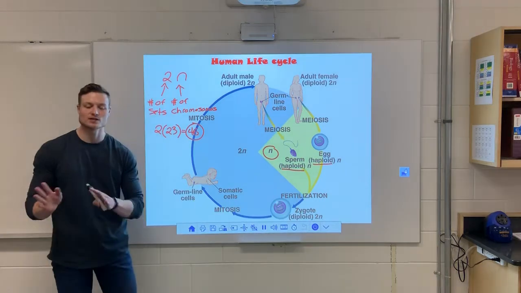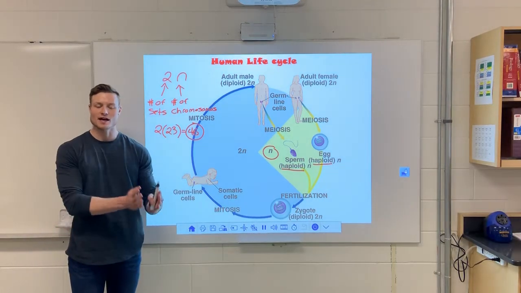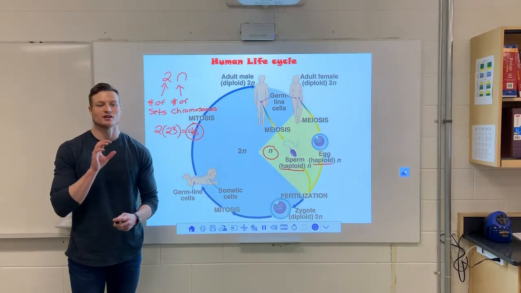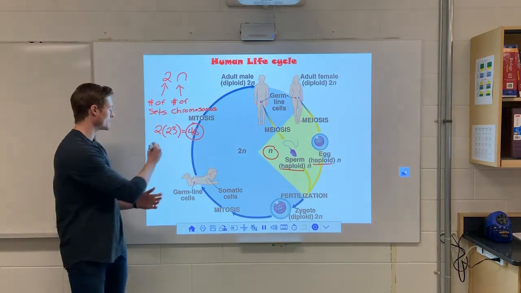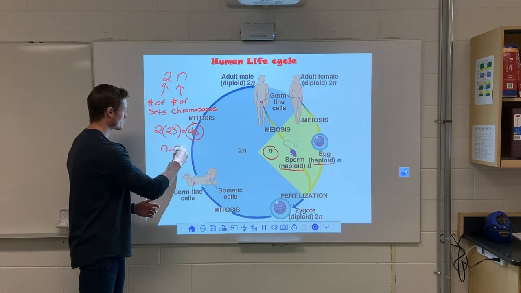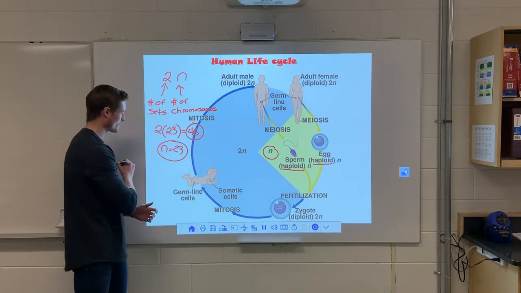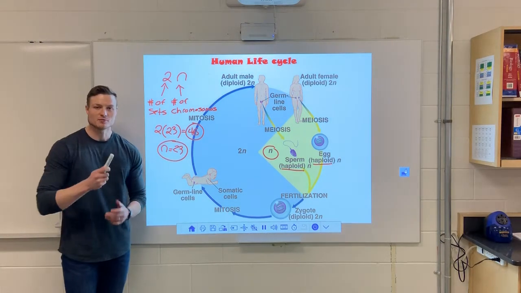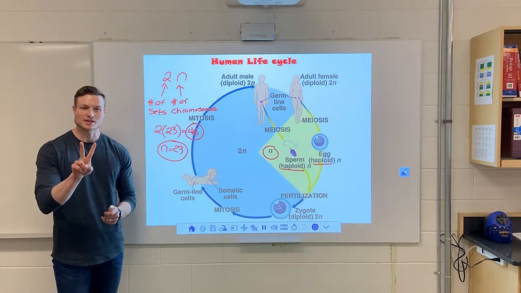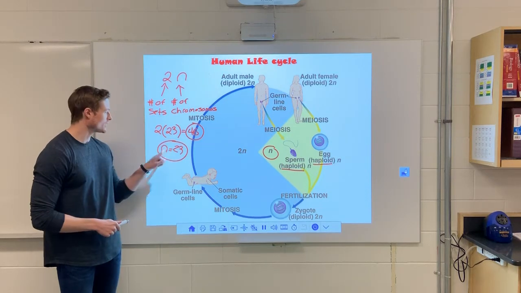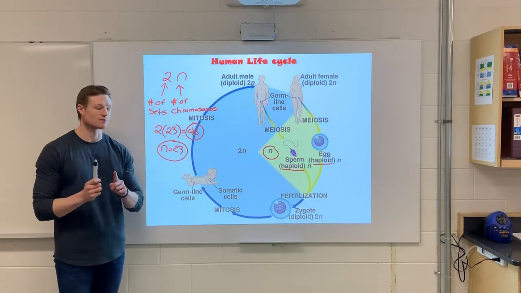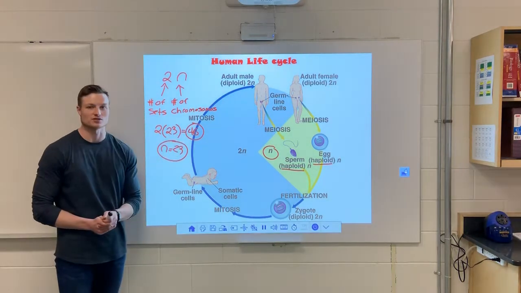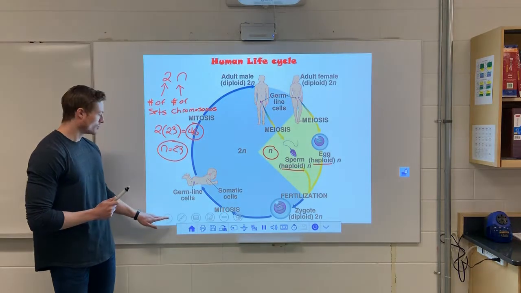So the difference between diploid and haploid is this, right? A haploid cell would contain just one set of chromosomes. In the case of humans, a haploid cell would be N equals 23. In a diploid cell, you have two sets of chromosomes. So if N equals 23, you have two sets, 23 from mom, 23 from dad, you get a total of 46 chromosomes. Okay, moving on here.